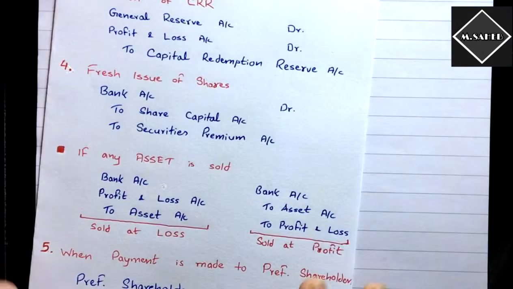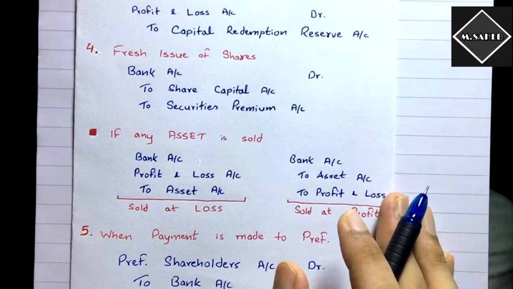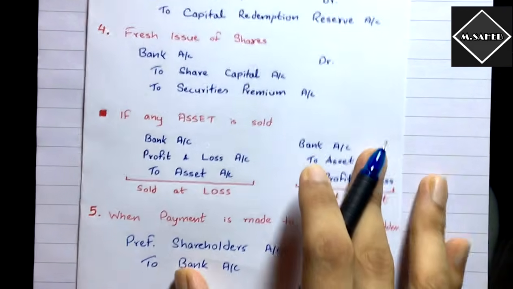Simple. And then assets. Sometimes what will happen, to pay off the preference shareholders, we might not have cash, right?